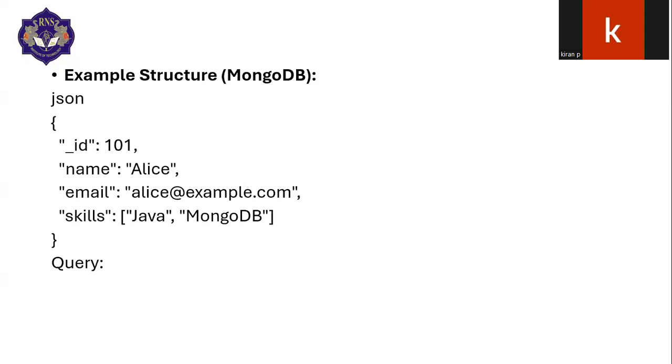So what are the different queries? I can just say db.user.find name Alice. It gives me the entire details of it. So a very simple representation of MongoDB.